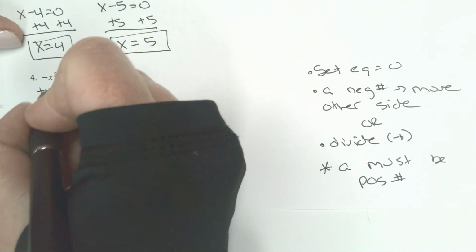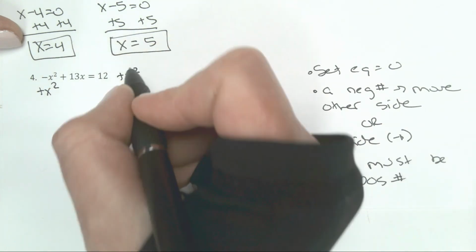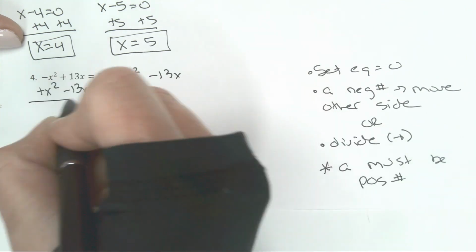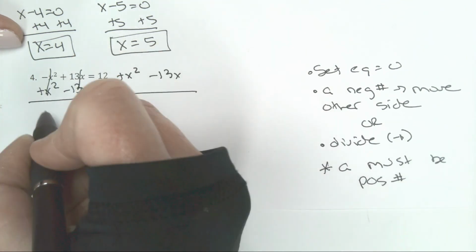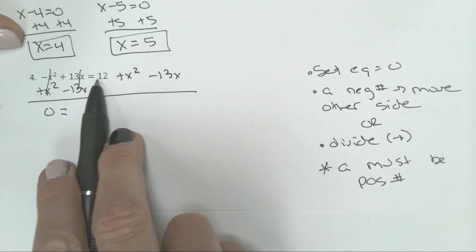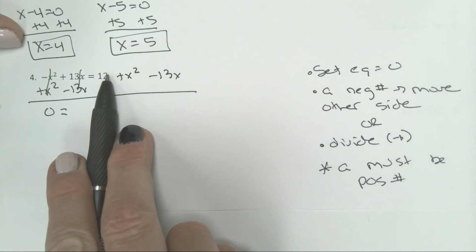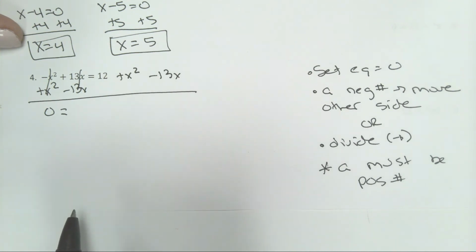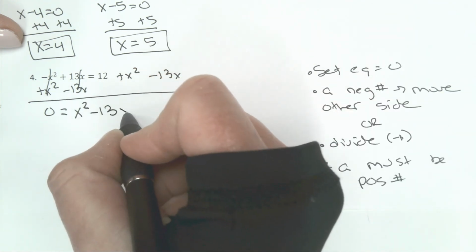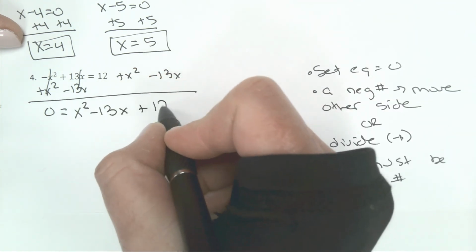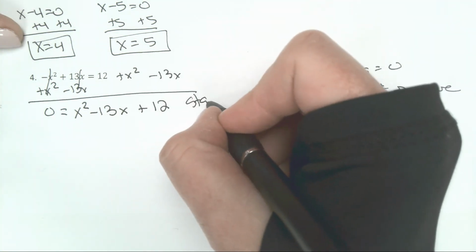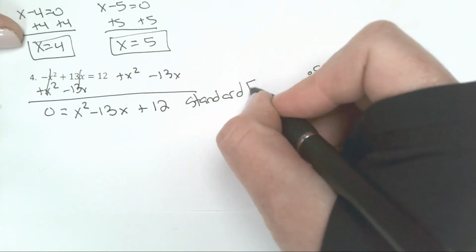So I'm going to add x squared to both sides, and I'm going to subtract 13x from both sides. So I made the left side add up to 0. Ooh, this is all messed up. You also have to make sure you write it in standard form. That means your x squared comes first, your x term comes second, and your constant always comes last. So it has to be this way in standard form.